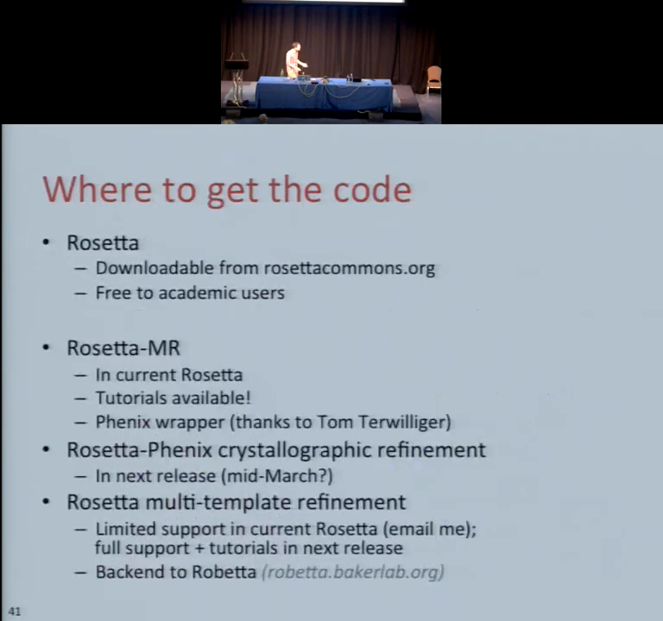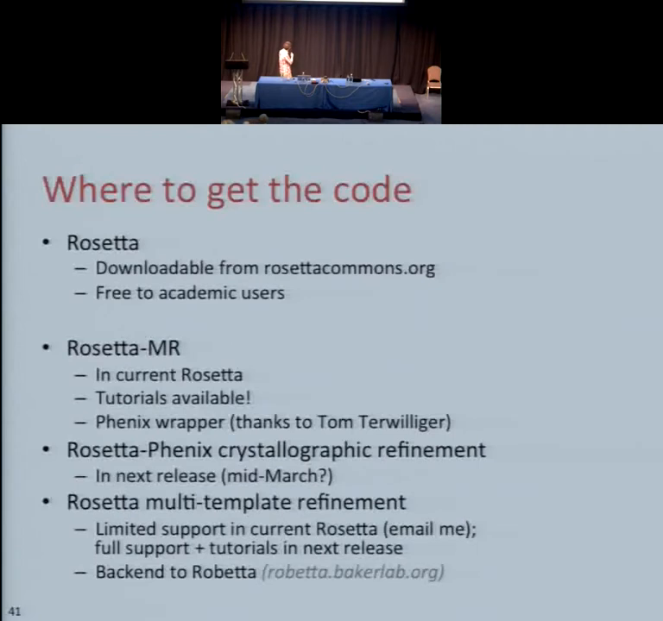All right, so finally, the Rosetta code is available from rosettacommons.org. It's free to academic users. In terms of the 3 different things I talked about today, Rosetta MR is already available. It's in the current Rosetta trunk. There are also tutorials available. If you download the Rosetta demos release, there are 2 demos: a Rosetta MR demo, and a Rosetta density demo that describe different things you can do to do sampling with experimental density data.